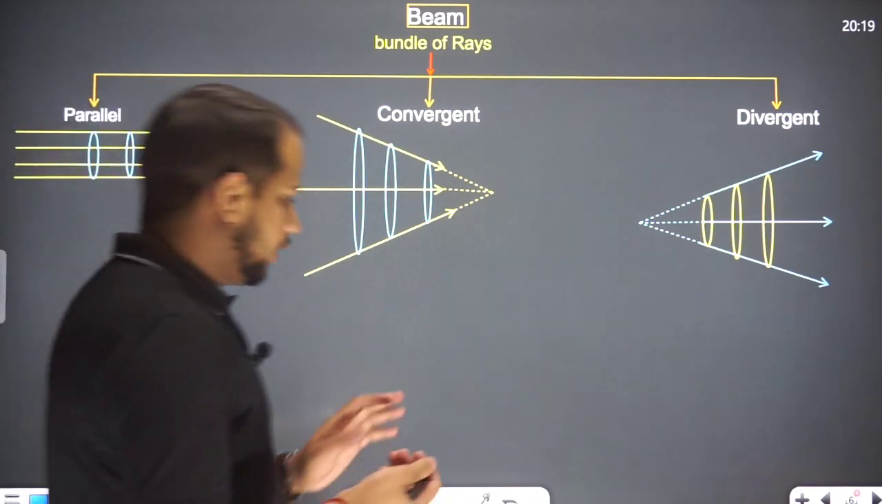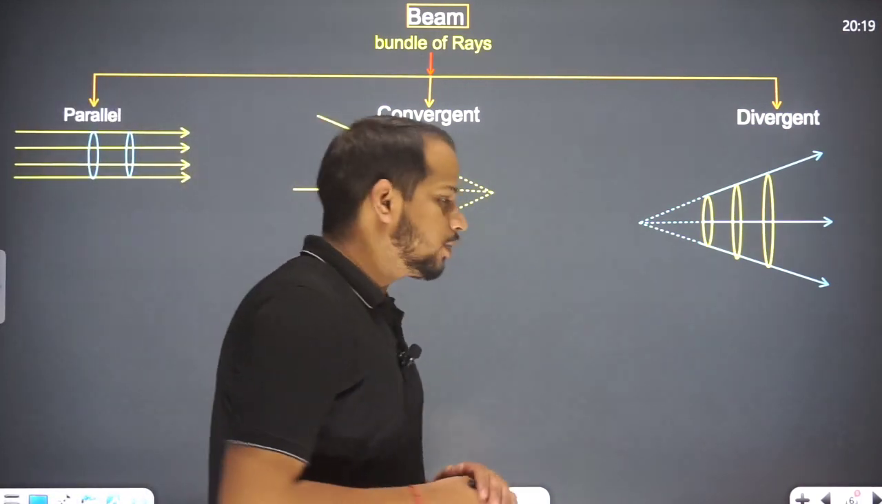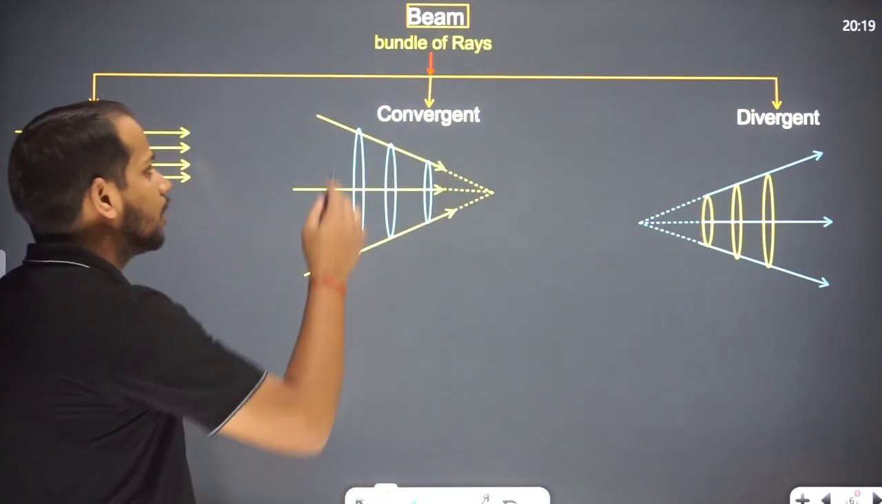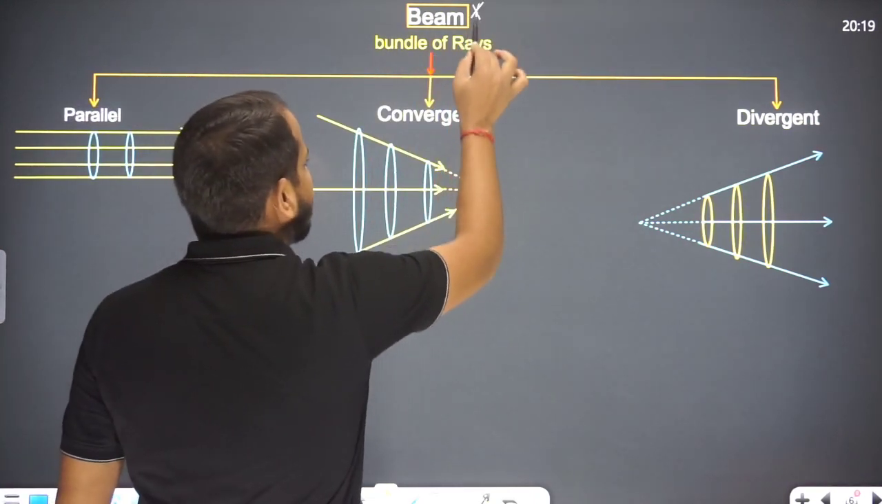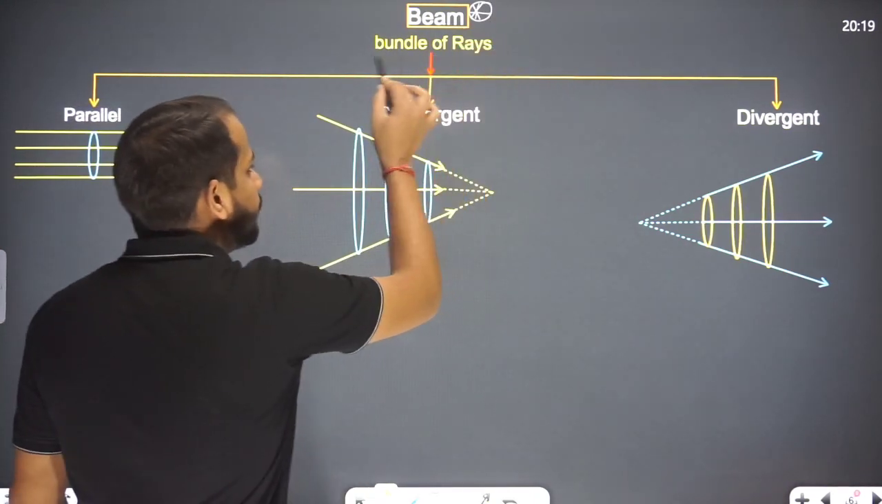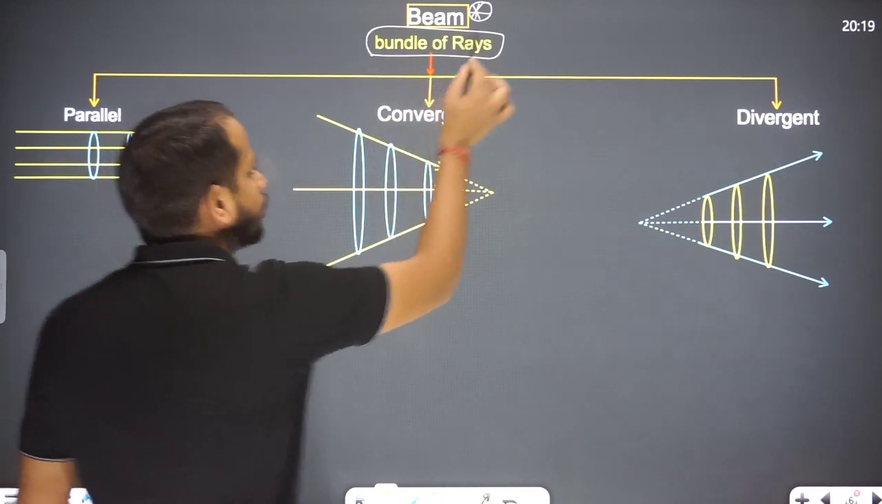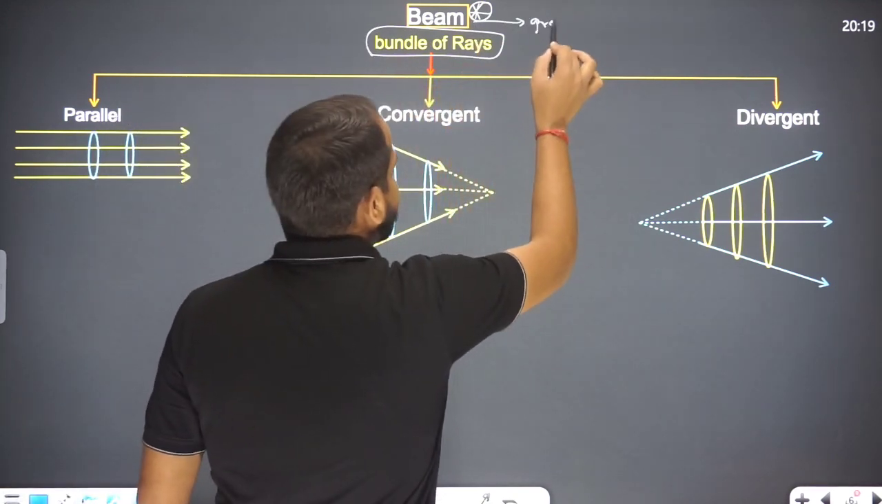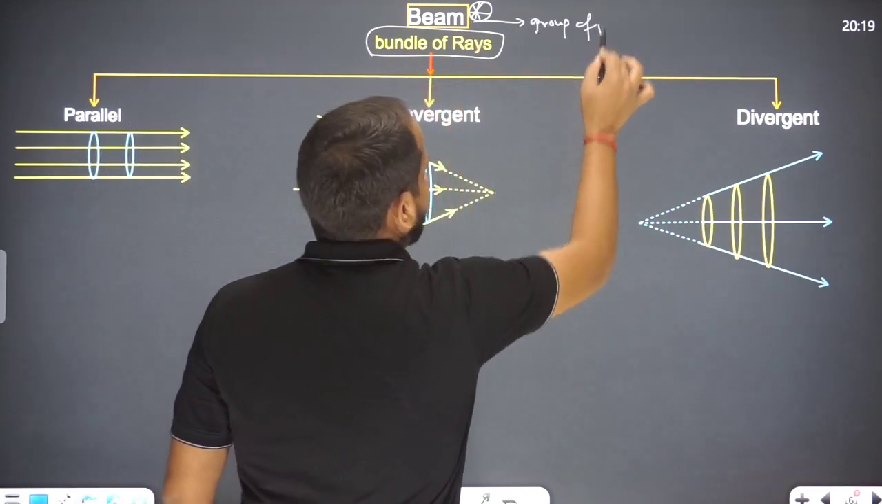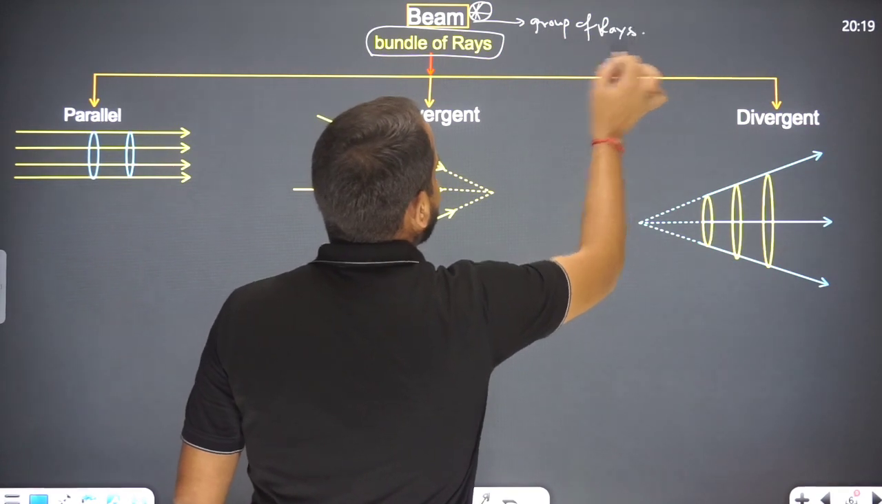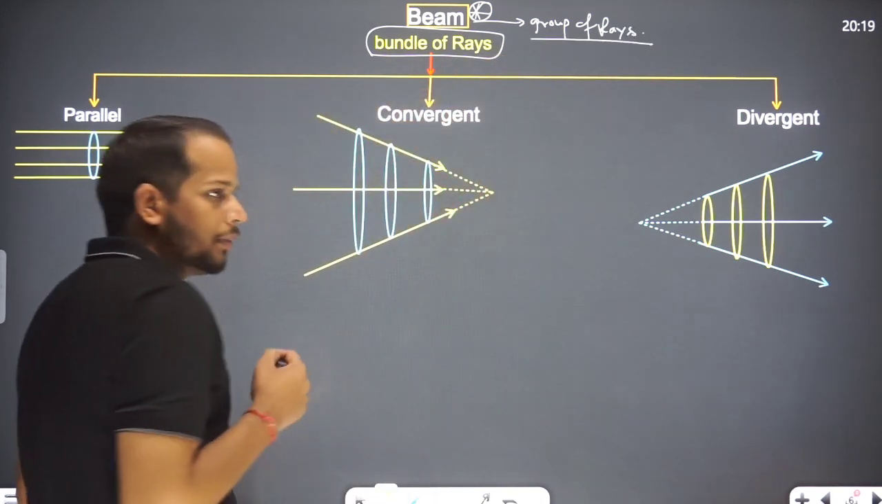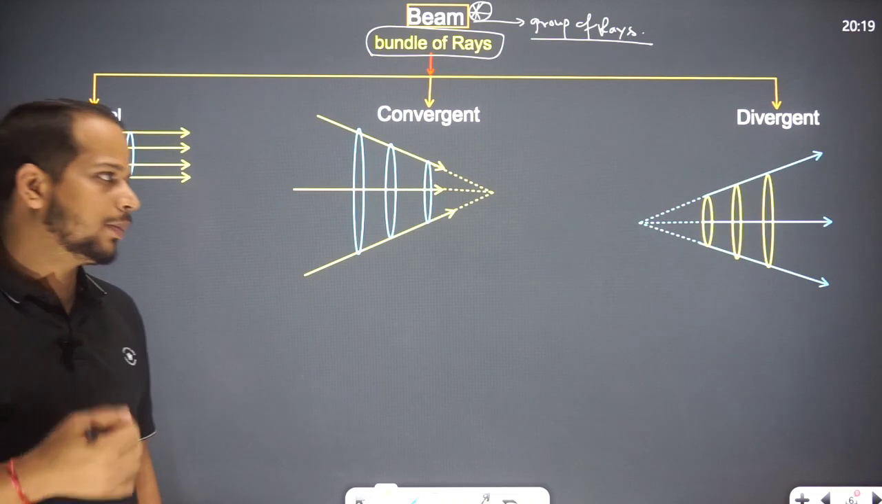Okay, so let's see the next one. Next we have to know about the light beam. What is the meaning of beam? A beam is basically a group of rays, or a bundle of rays. That is called a beam. So what types of beam do we have to study?